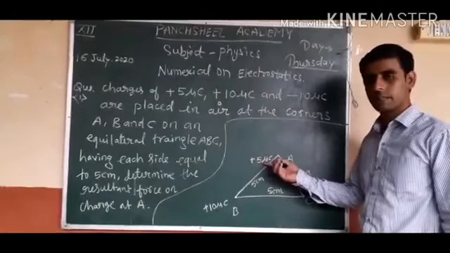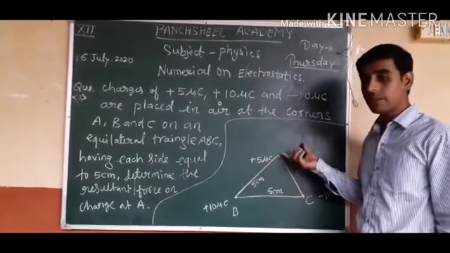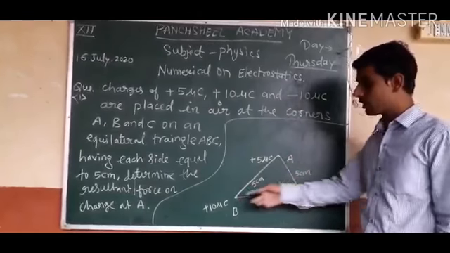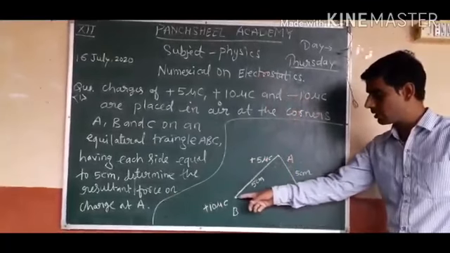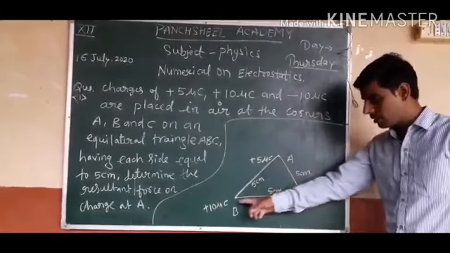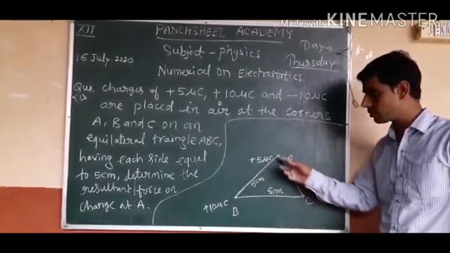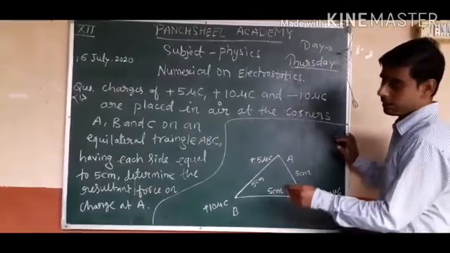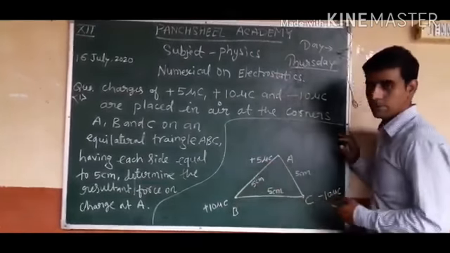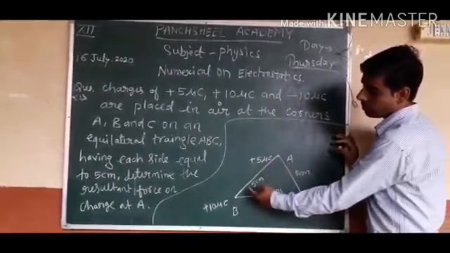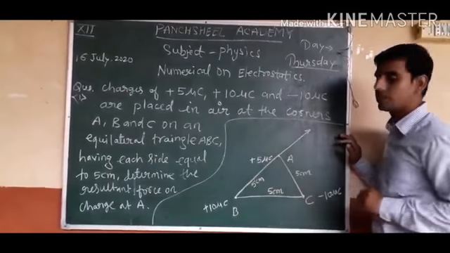At A the charge is plus 5 microcoulomb. So at that charge you have to find the resultant force due to these two charges. Remember the system of charges we studied in the previous lecture. The 10 microcoulomb charge also applies a force and the minus 10 microcoulomb also applies a force. See here, this charge is plus 5 microcoulomb and this charge is plus 10 microcoulomb. So the force between these two charges, is it repulsive or attractive? This is the repulsive force.